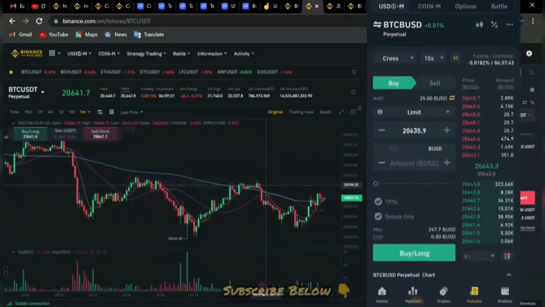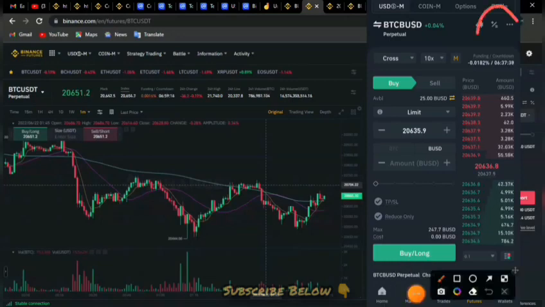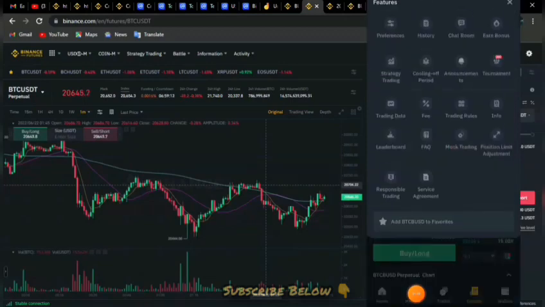Now you can also click on the top icon here. You want to click on the top icon. There's the top icon here, just like we had in the desktop formula. Just click on the top icon.